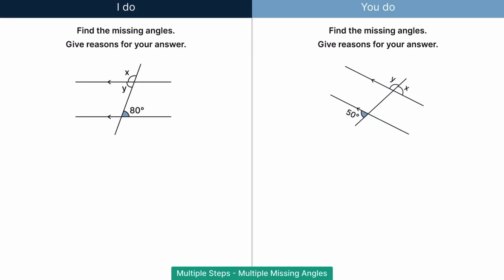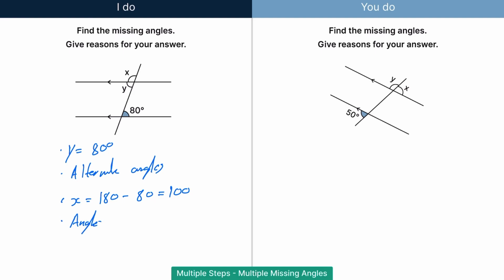So moving on. So this time we've got two missing angles, so we can say that y is equal to 80 degrees, and the reason for that is alternate angles, so that's the Z shape. And just to show you that with my highlighter, that's what I've done here. These two are the same. And with x, we can just see it's angles on a straight line. So x is going to be 180 take away y, which is 80, which is 100. And the reason for that is angles on a straight line add up to 180 degrees.